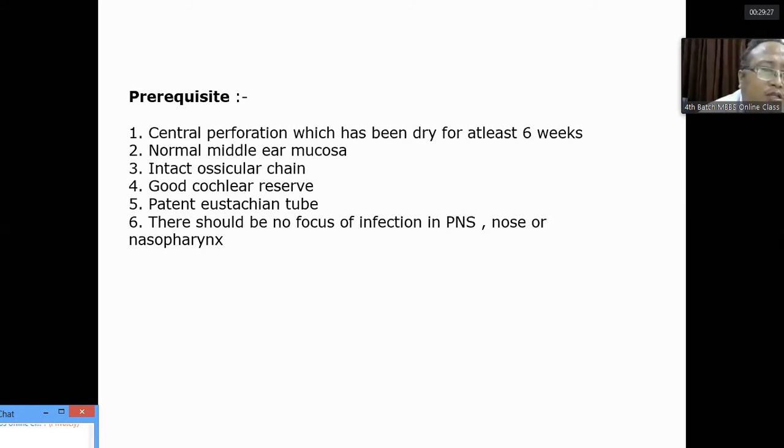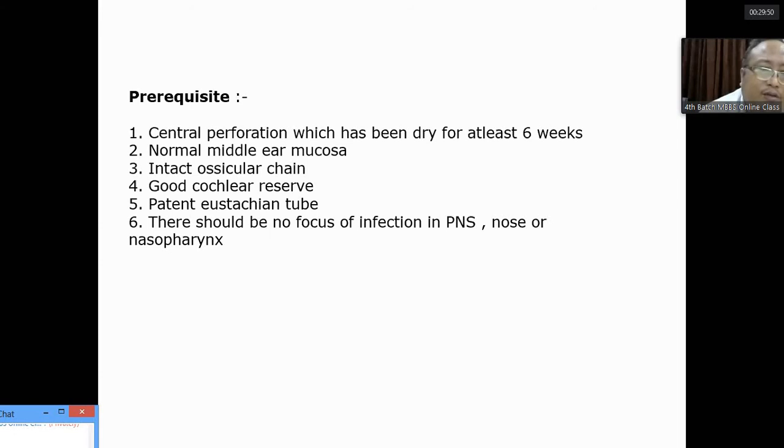And good cochlear reserve means the cochlear nerve should be normal. If you have a hearing loss of more than 60 to 80 decibels, a profound hearing loss, then even with successful surgery the hearing may not improve. So beforehand, we should tell the patients.